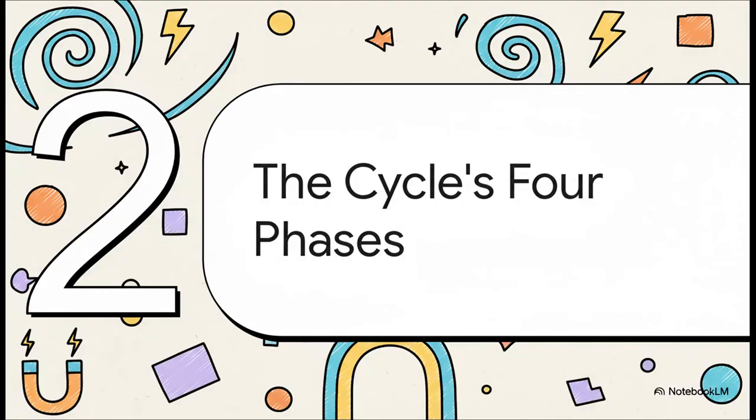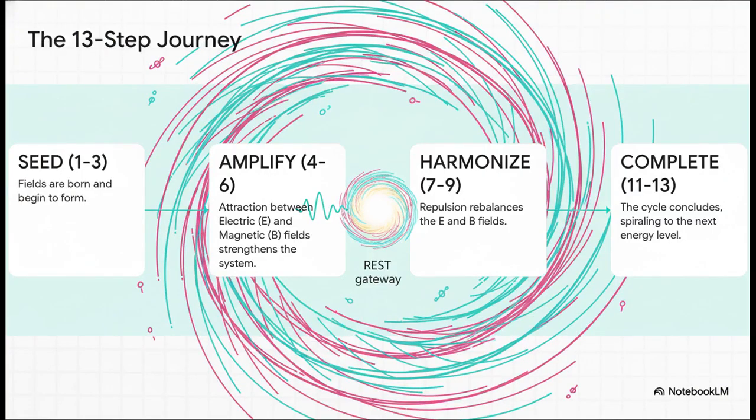spiral. And this 13-step journey isn't just a random walk. It's a highly structured process, broken down into 4 very distinct phases. And each one plays a critical role in how a system grows and evolves. So let's walk through this journey, step by step.